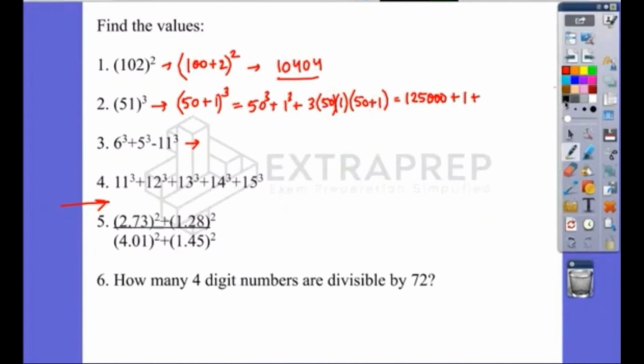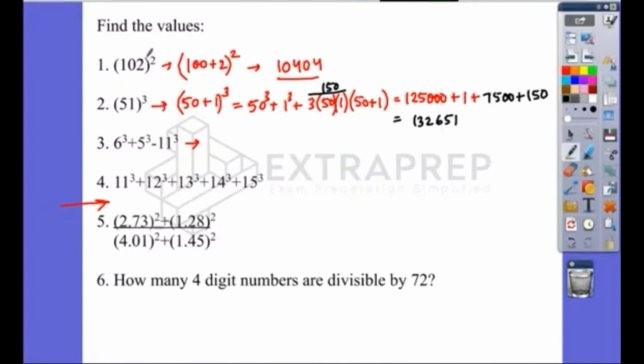First, we'll solve 150 into 50. This whole thing is 150, right? So 150 into 50, 15 5s are 75 and 2 zeros. That's 7,500 plus 150 into 1 is 150. So when you add this up, you get 125,000 and 7,500 is 132,500 and 151. So 132,651 is your answer.